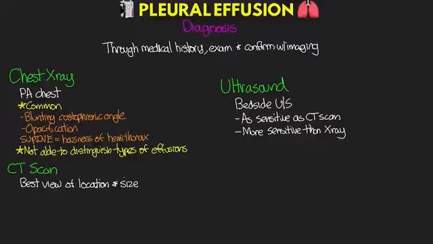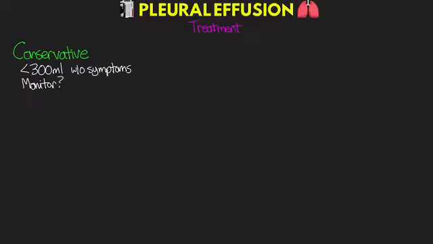So again, let's move on and talk about our treatment options. Our treatment options are really going to depend on the size of the effusion, the cause of the effusion, as well as the patient's symptoms. So we've got our conservative treatment, and these are going to be for pleural effusions that are smaller than 300 mLs, and these patients typically may not have any symptoms, and so we may elect to do nothing and just monitor the patient.